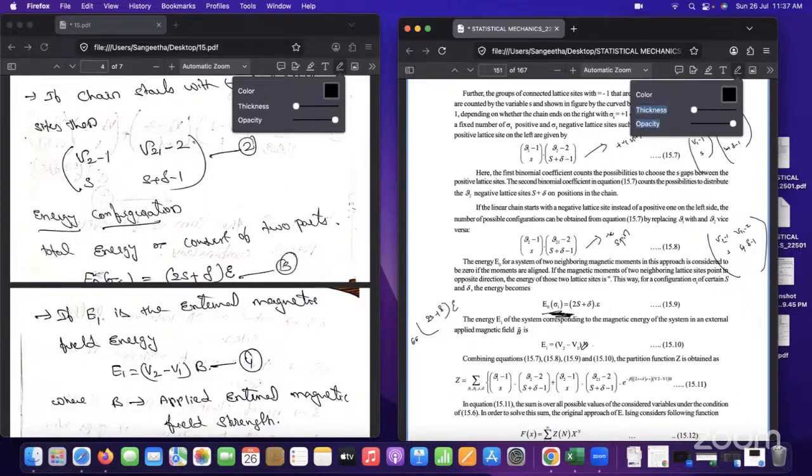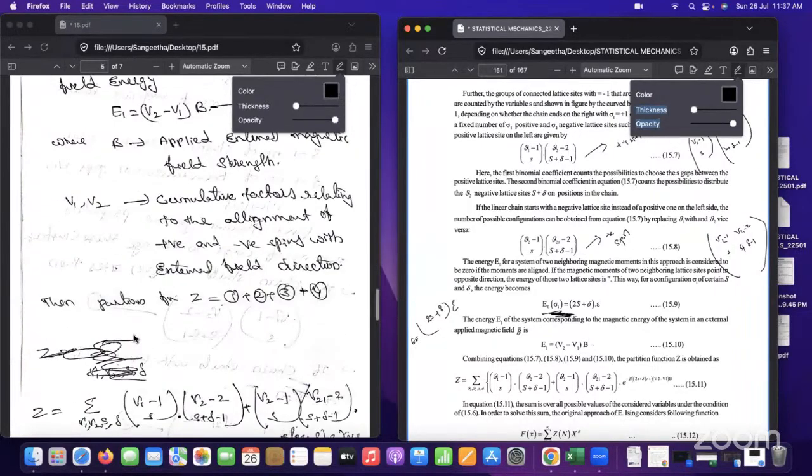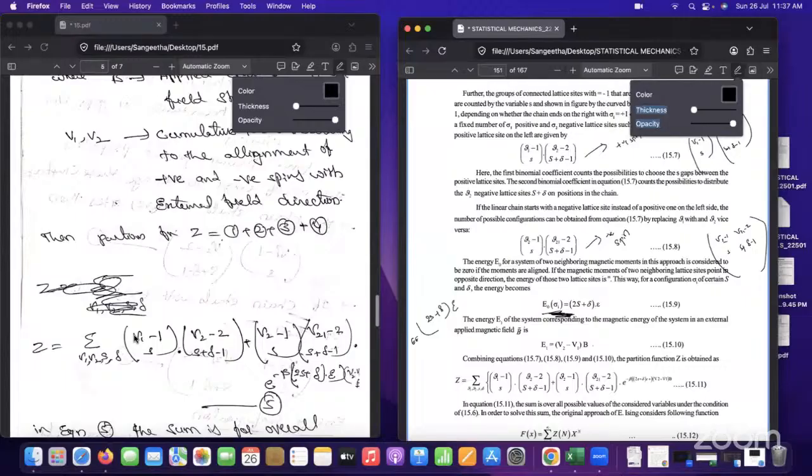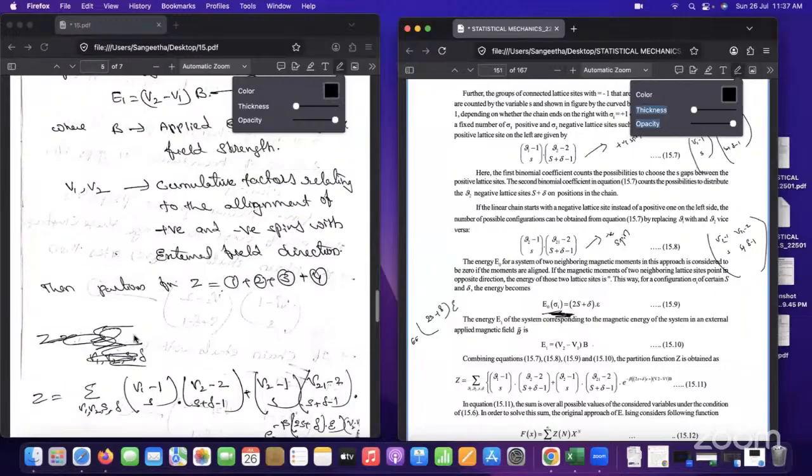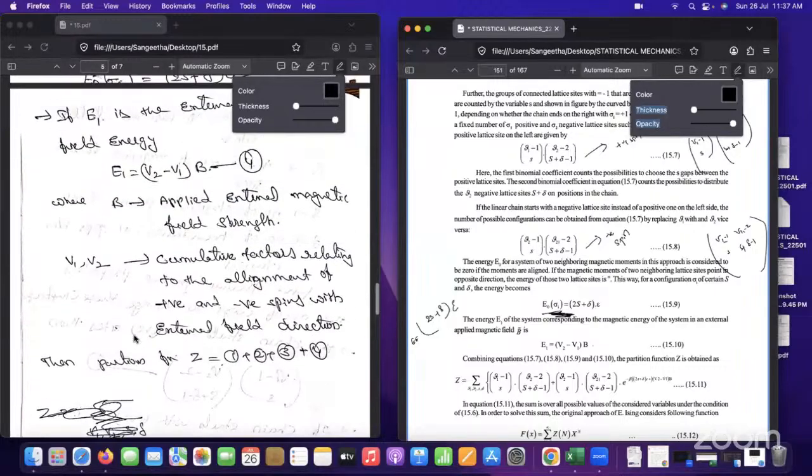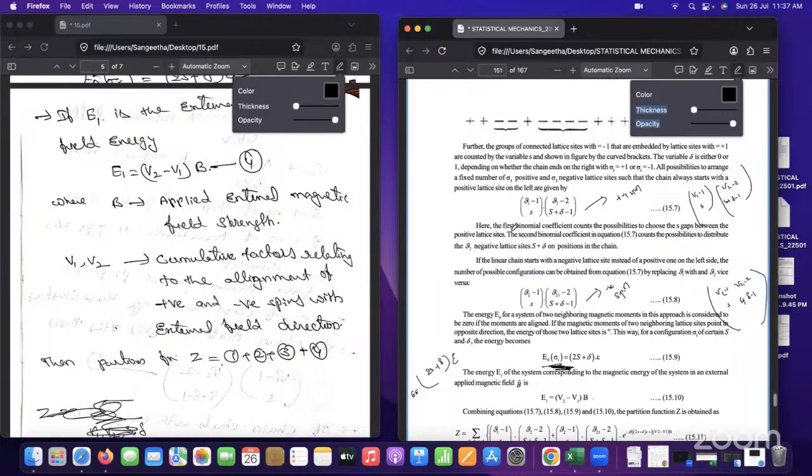సో ఇక్కడ మనము 4 ఈక్వేషన్స్ ని యాడ్ చేయాలి at a time. What is the first equation we have? Adding V1, V2, V3, V4. 4 equations add చేయాలి. What is V1 and V2 here? V1 and V2 are cumulative factors relating to the alignment of positive and negative spin. So first equation మనకి ఏంటి? 15.7. mu1 minus 1, mu2 minus 2 వచ్చేది first one.